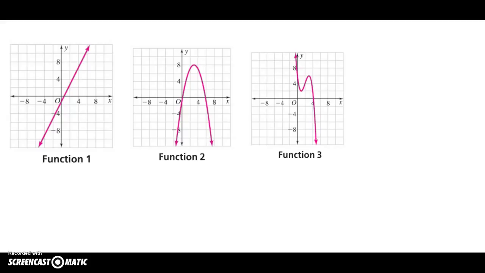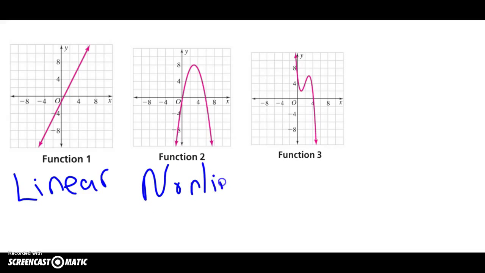So looking at these three functions, which one of them, or which ones, are nonlinear? So looking at the first one, it's a line. So this one is going to be linear. Looking at the second one, it's a parabola. So I know it's nonlinear. And function 3 is obviously not a straight line. So that is also nonlinear.